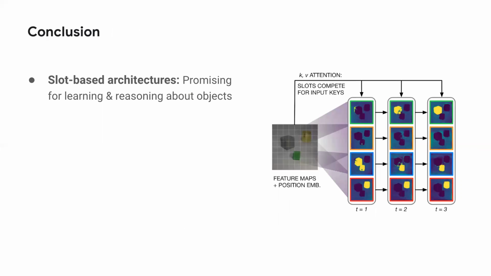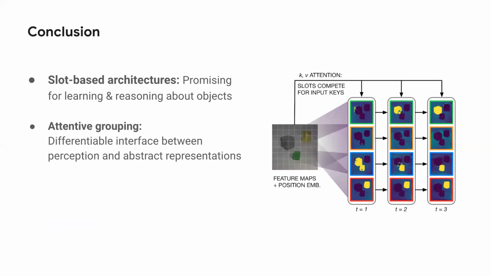So in conclusion, slot attention is a slot-based architecture, which I believe is very promising for learning abstractions and reasoning about these abstractions, which we don't do in the paper, and this will be very interesting for future work. And it's based on attentive grouping. So in this kind of clustering way, it acts as an interface between perception and these abstract representations.